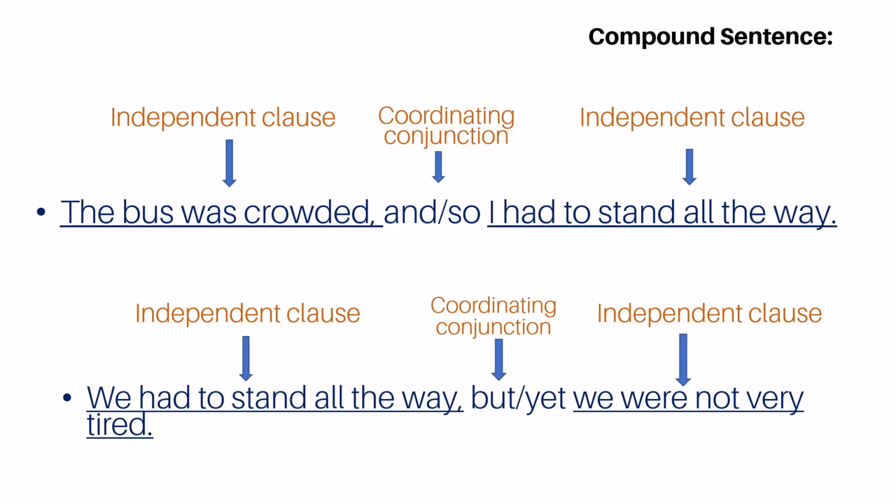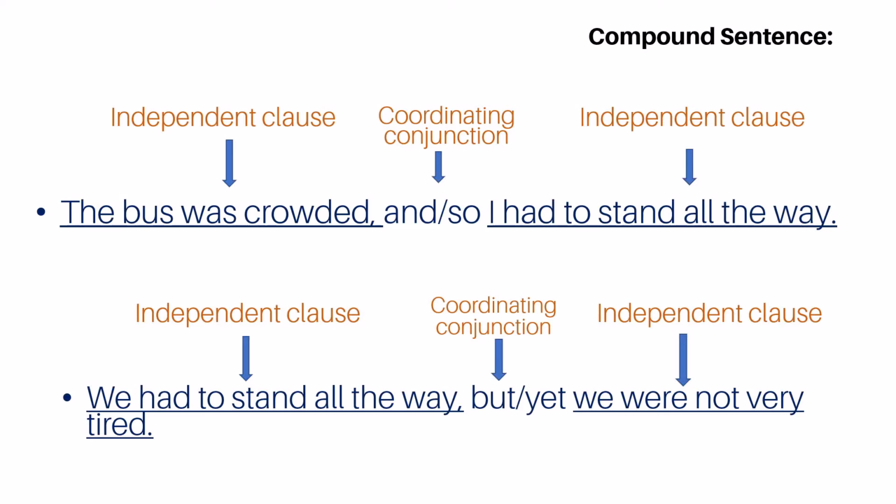In another example, you can see, we had to stand all the way, but or yet we were not very tired. See there, the first independent clause is joined by a coordinating conjunction. Either you use but or yet, both give the same sense here. Independent clause, another independent clause: we were not very tired.